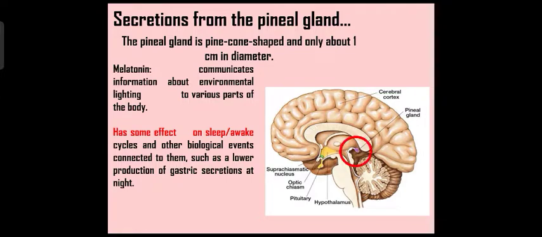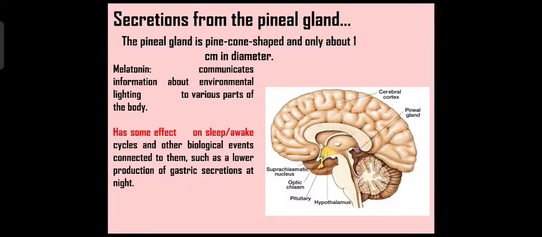Melatonin hormone communicates information about environmental lighting to various parts of the body. Basically, it regulates the biological rhythm of our body. Biological rhythm includes the sleep-awake cycle and other biological events connected to it, such as lower production of gastric secretion at night. Gastric secretion includes HCl acid that digests the food.